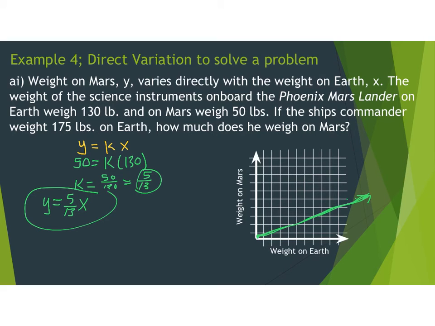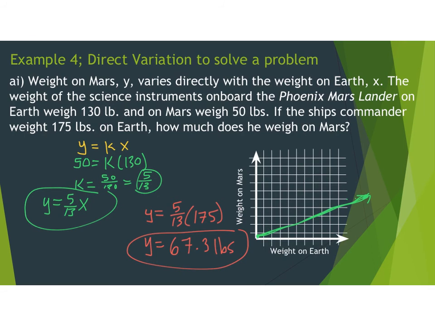Okay, and then the question is asking for the weight of the astronaut, the commander on Mars. So we know that he weighs 175 pounds on Earth, so y equals 5 over 13 times 175 on Earth. And then you type that into your calculator. On Mars, he weighs 67.3 pounds.